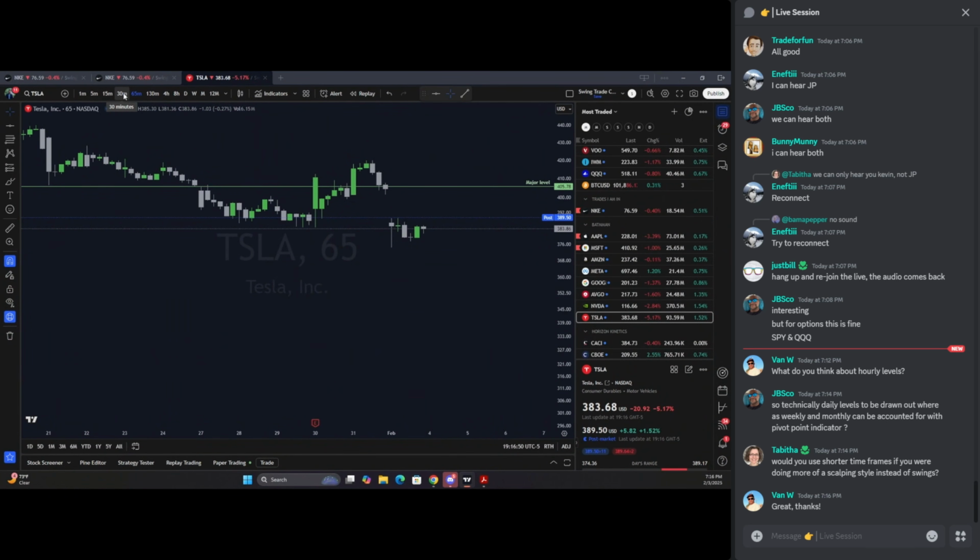So technically, daily levels are to be drawn out, whereas weekly and monthly can be accounted for with the pivot point indicator. Theoretically, yes.